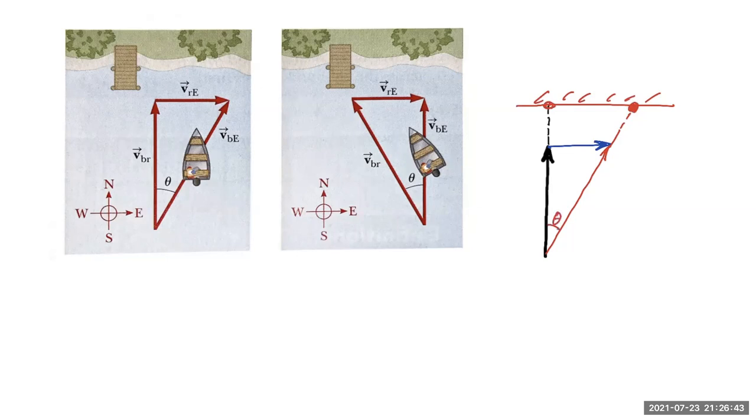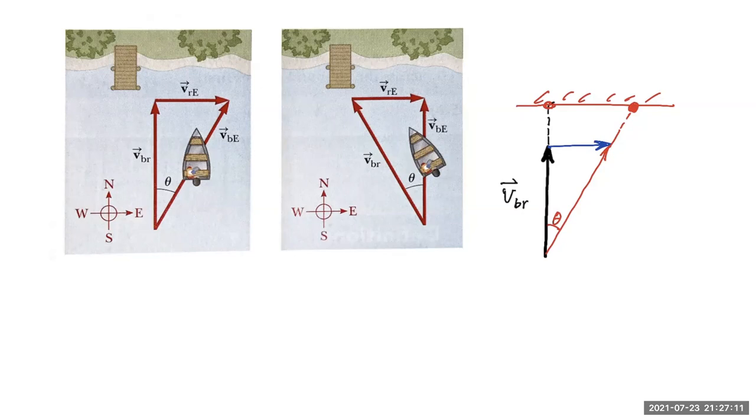I'm going to have to label these vectors. This black vector is the velocity of the boat relative to the river, not relative to shore. If it's relative to shore, it means it's going to actually end up over there. We know that's not the case. Okay, so that's the velocity of the boat relative to the river.